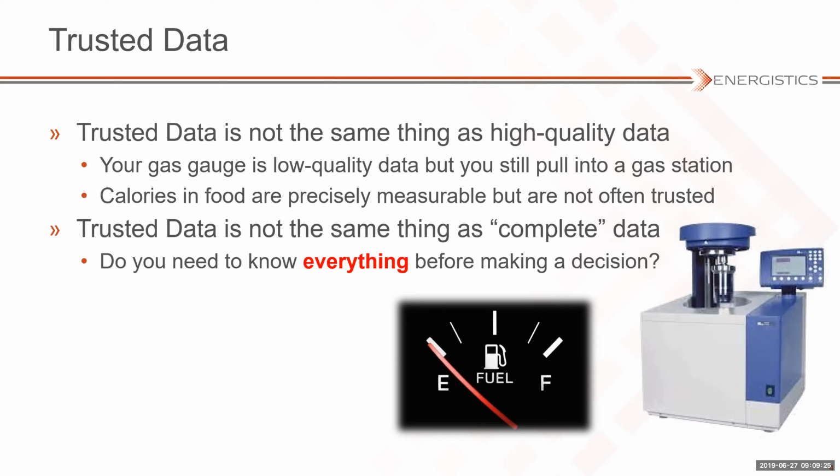On the other side, people have very little trust that the calories given for food are correct. Nobody can believe that a hamburger is really that many calories, or a beer is really that many calories. But in fact, it's precisely measurable, and the data are very accurate. But people don't trust it. So that's the other extreme: just because data is high quality doesn't mean that people trust it. And the little picture on the right, incidentally, is a bomb calorimeter, which is the instrument that's used to measure the calories in food. The other thing about trusted data is that trusted data isn't the same as complete data.